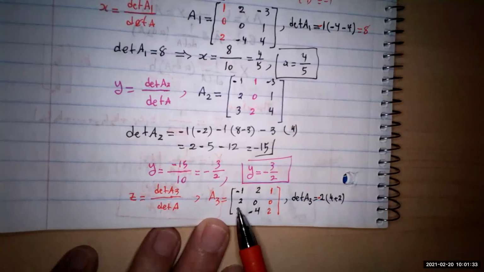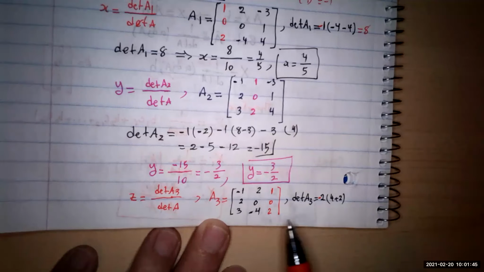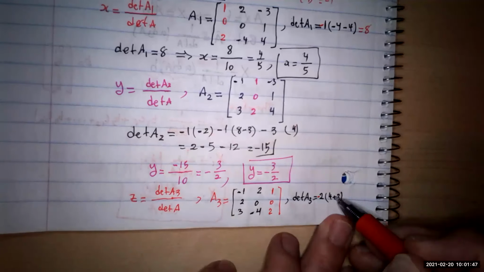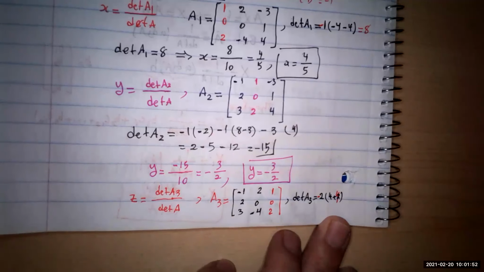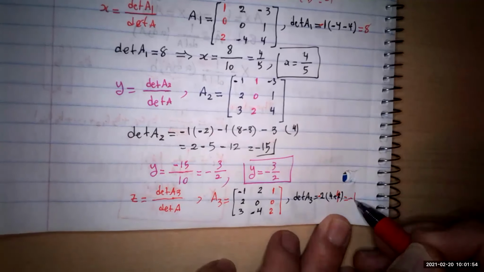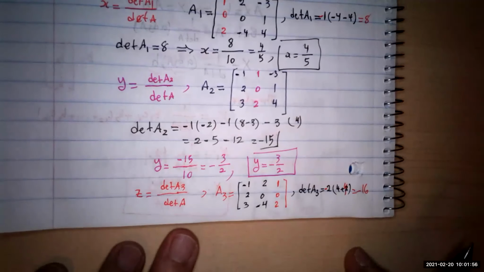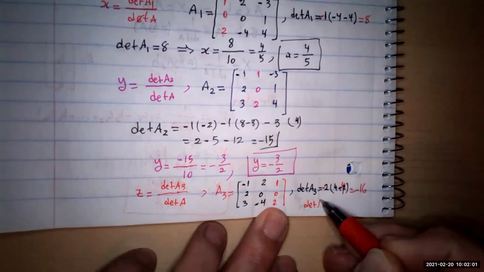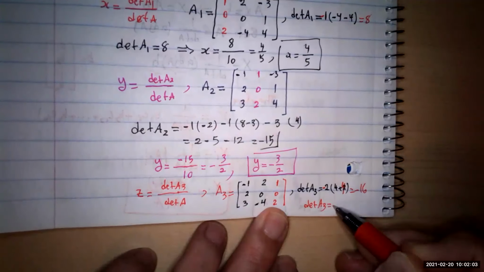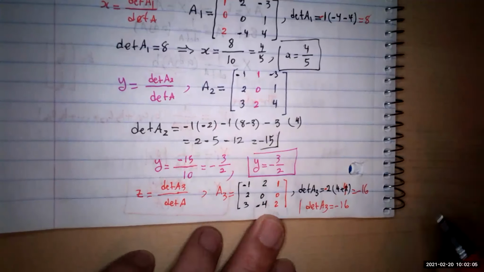Just check it again. Okay, this is the one that we eliminate. The second row and the third row we kill. Yeah, I mean, my original one is correct, sorry. That's going to be 4 plus 4, I get the -16. Sorry about that. Lots of numbers. So the determinant of A3 would be -16.